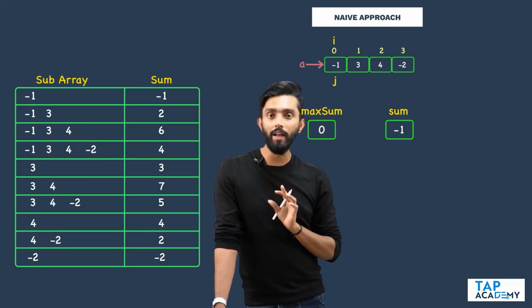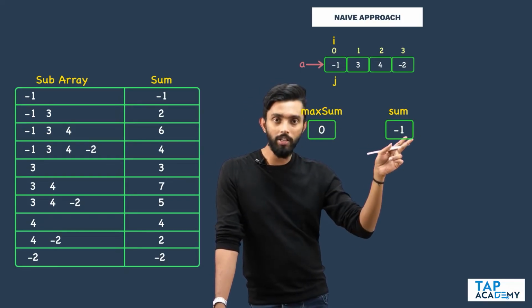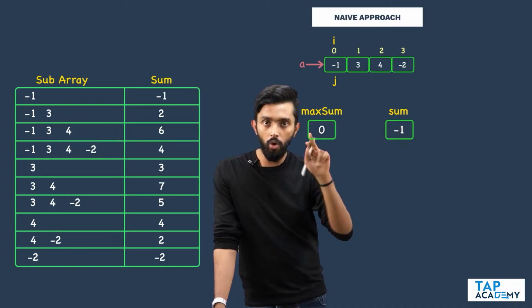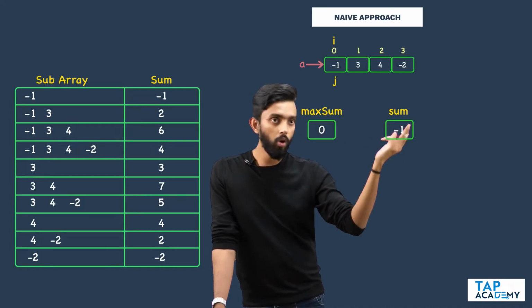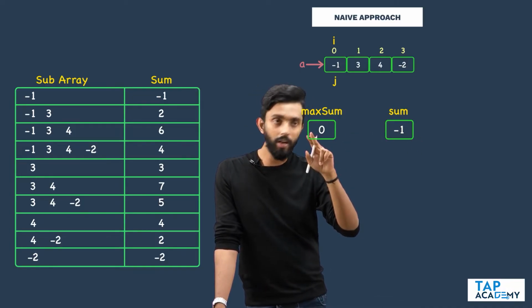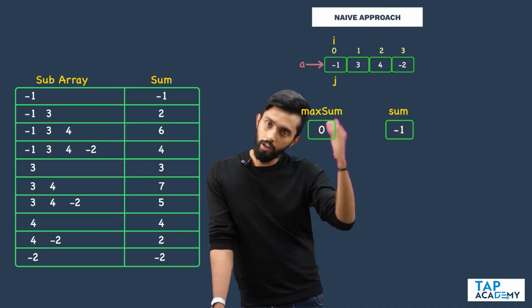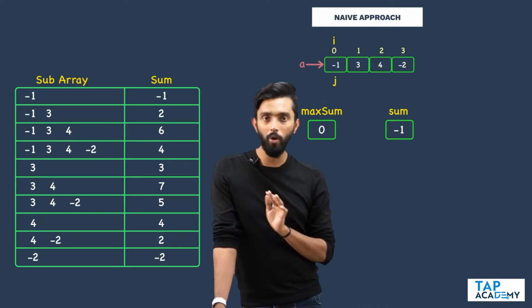Next, the moment I do that, I will also check whether my existing sum is greater than the max sum. Existing sum is minus 1. Right now max sum is 0. Which is greater, 0 or minus 1? All of you know it is nothing but 0, right? So, max sum will remain 0 only. It will be the max of sum and max sum.